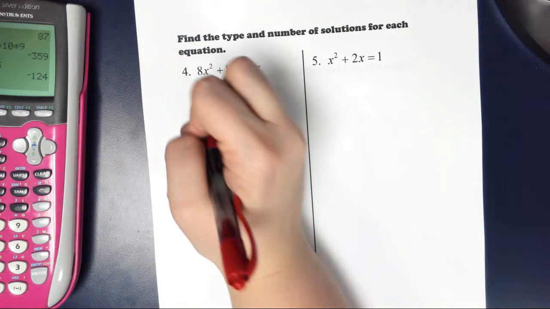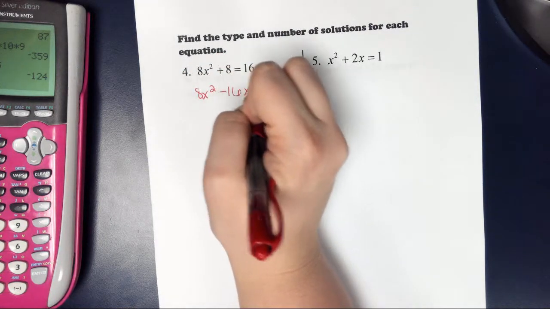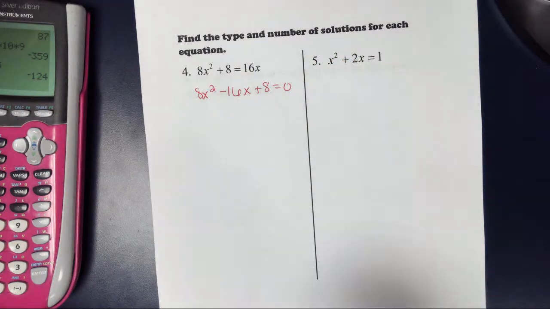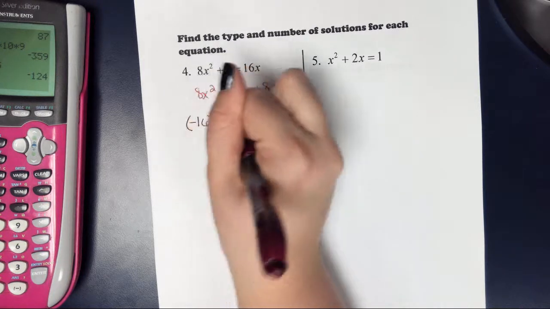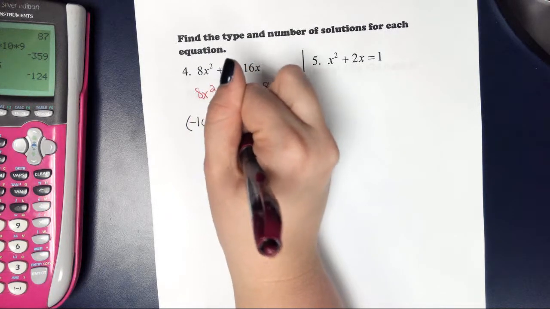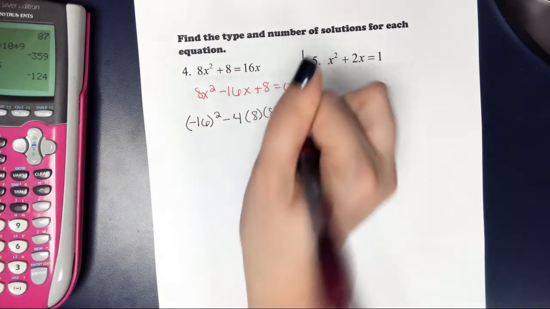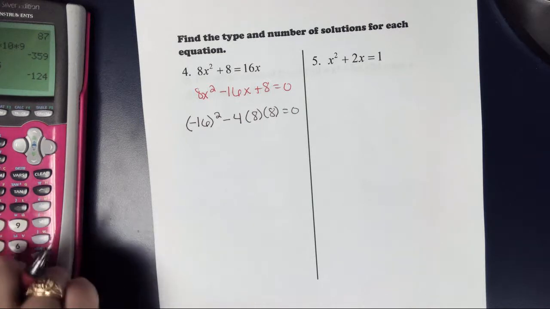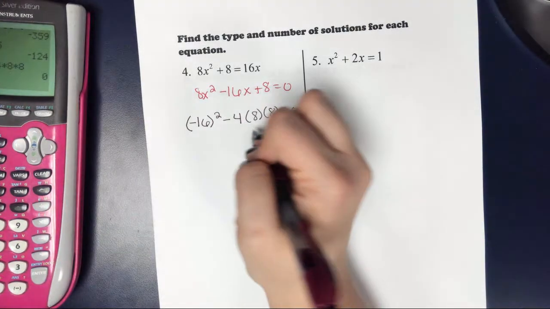Alright, so here we go. Again, put it in standard form. So 8x squared minus 16x plus 8 equals 0. Plug that into that discriminant formula. So you're going to have open parentheses, don't forget that, negative 16 squared minus 4 times 8 times 8 equals 0. So I'm going to plug that in my calculator, open parentheses, negative 16 squared minus 4 times 8 times 8, and it equals 0.